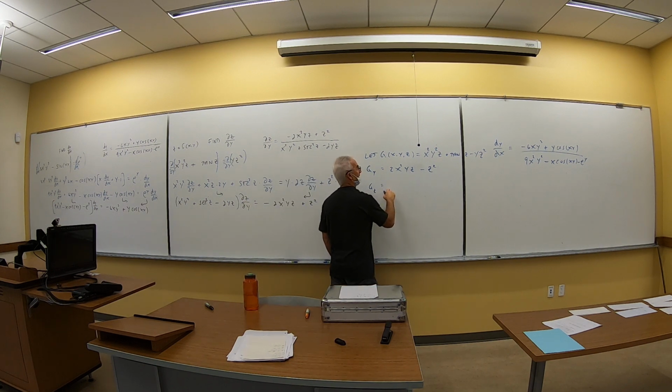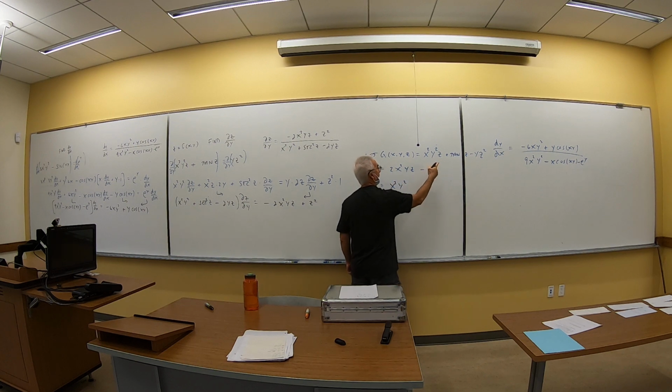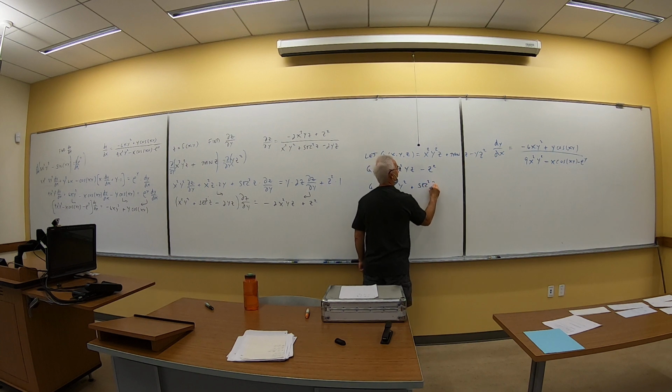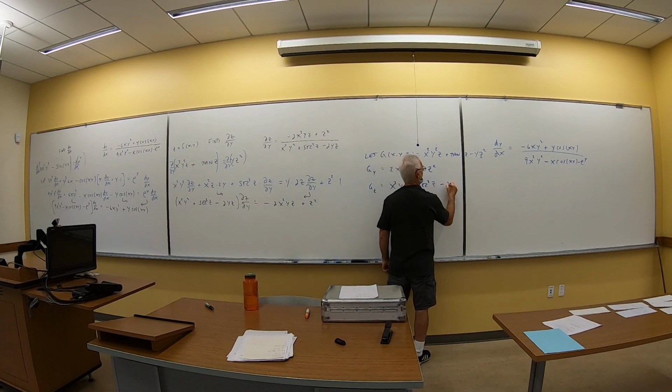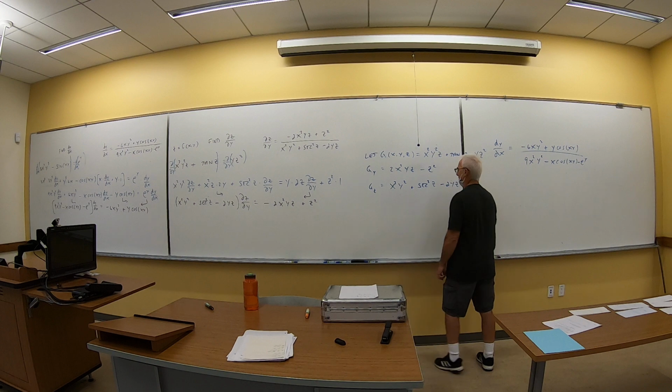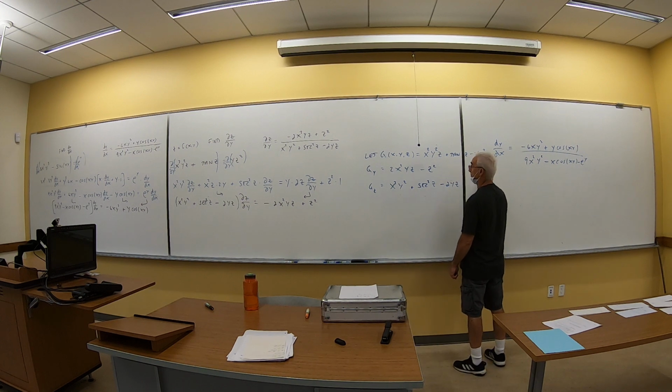Now the derivative with respect to z. X squared y squared, plus secant squared z, minus 2yz.